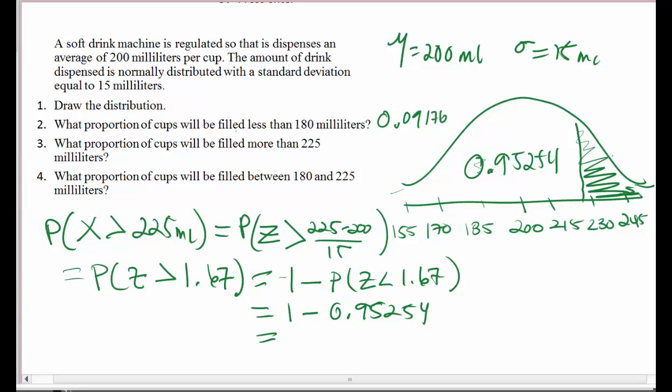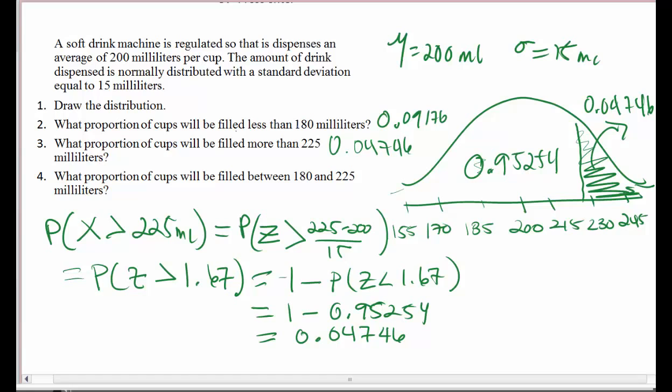We want to find the area above, so if we subtract this from 1, then we'll get this area, which in this case is 0.04746. So that's this area. So we'll write in our answer here, 0.04746, and that seems to make sense according to what we've drawn on our distribution.